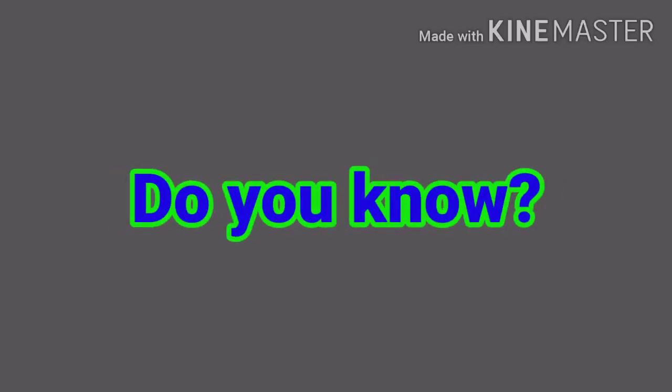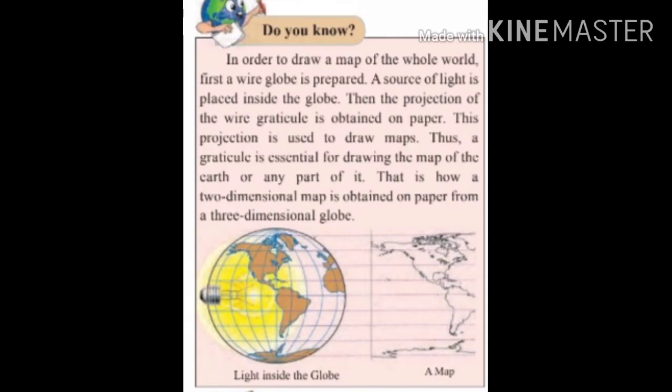Do you know? In order to draw a map of the whole world, first a wire globe is prepared. A source of light is placed inside the globe. Then the projection of the wire graticule is obtained on paper. This projection is used to draw maps. Thus, a graticule is essential for drawing the map of the earth or any part of it. That is how a two-dimensional map is obtained on paper from a three-dimensional globe.